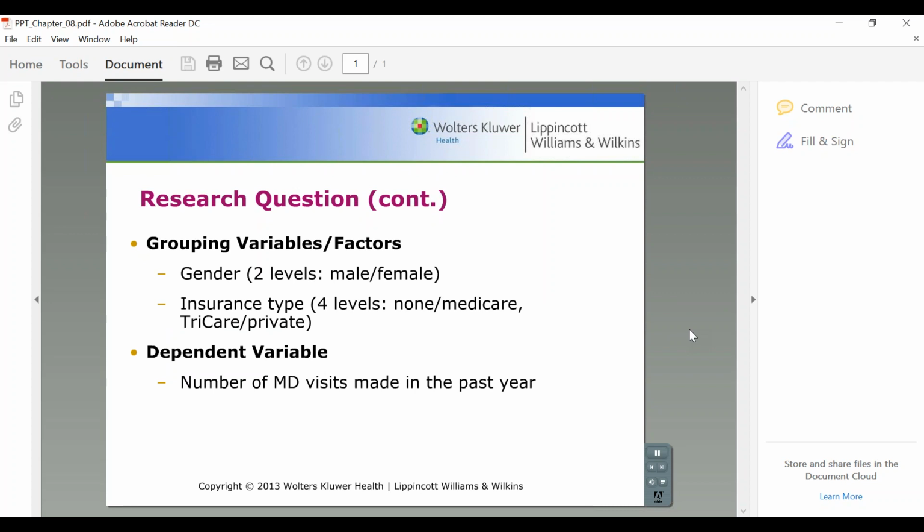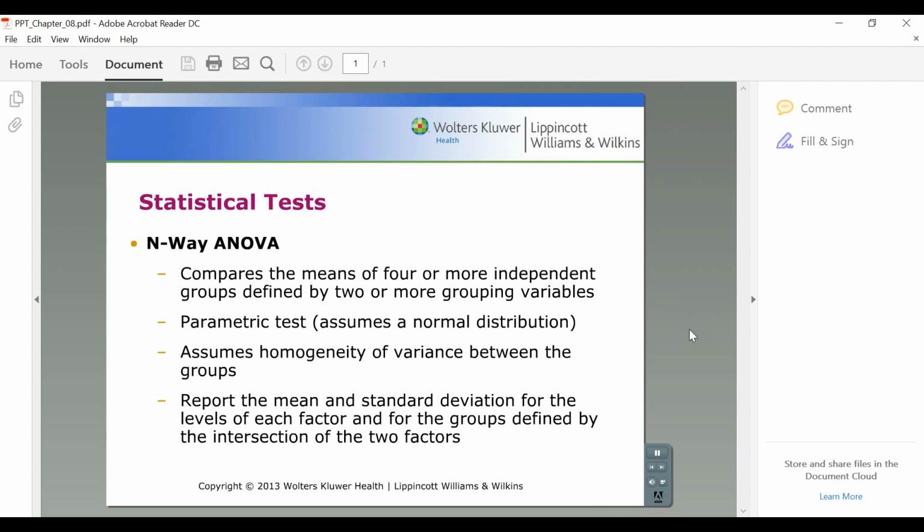So our grouping variable is gender, 2 levels, insurance, 4 levels. We went over this. And then our dependent variable is our number of visits made in the past year. So what it's going to do is compare the means of the 4 or more independent groups defined by the 2 grouping variables. In this case, there's 8 different cells that it's going to be looking at.